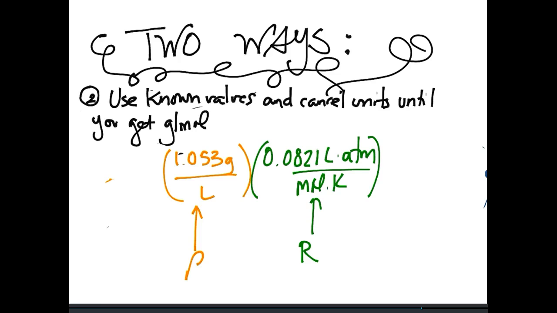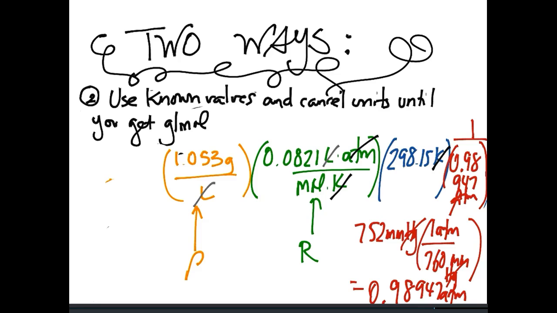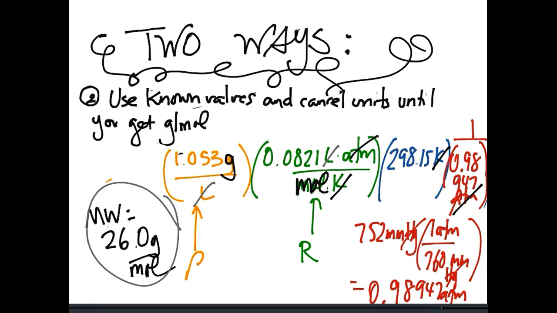Liters cancels, but I have to get rid of the atmospheres and the Kelvin. So that means I put 298.15 Kelvin on the top, and I have to convert my millimeters of mercury into atmospheres, 0.98947. And I'm going to end up moving that to be on the bottom, 1 over atmospheres there. And that's going to cancel down there. So that's going to give me grams per mole, and everything else should cancel, and I get 26.0 grams per mole.